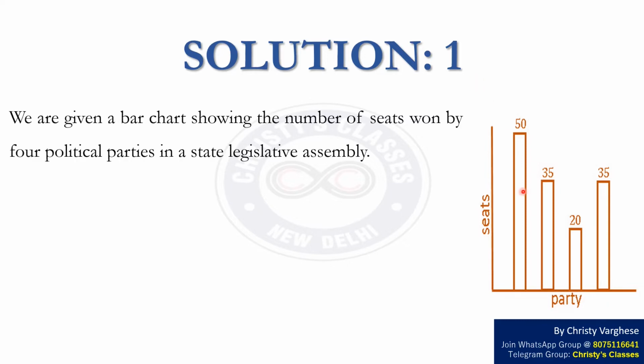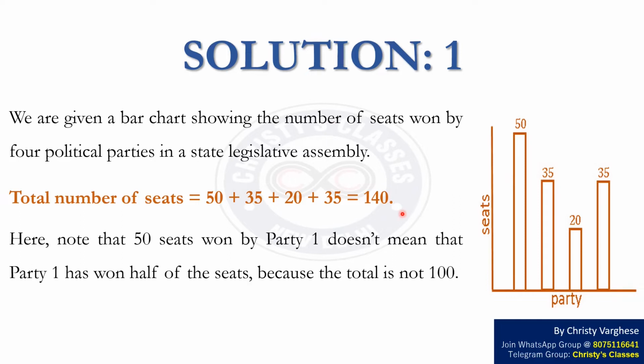We are given a bar chart showing the number of seats won by 4 political parties in a state legislative assembly. Total number of seats equals 50 plus 35 plus 20 plus 35, which equals 140. Here, note that 50 seats won by Party 1 does not mean that Party 1 has won half of the seats because the total is not 100. Thus, it is convenient to analyze the data after tabulating.